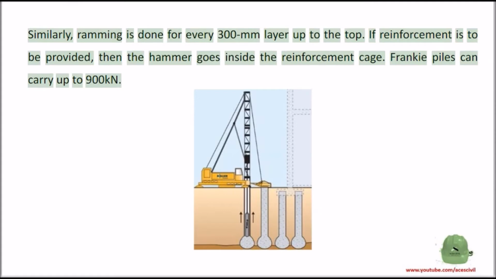Similarly, ramming is done for every 300 mm layer up to the top. If reinforcement is to be provided, then the hammer goes inside the reinforcement cage. Franki piles can carry up to 900 kN.